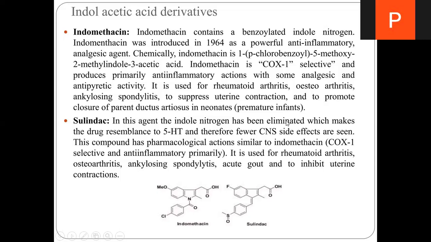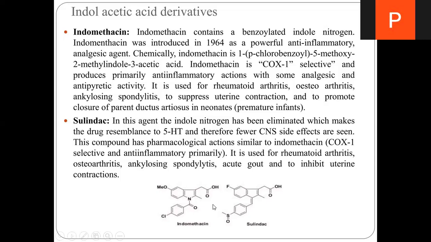It is used for rheumatoid arthritis, osteoarthritis, ankylosing spondylitis, to suppress uterine contraction and to promote closure of patent ductus arteriosus in neonates. Neonates means premature infants. Next, coming to the sulindac.